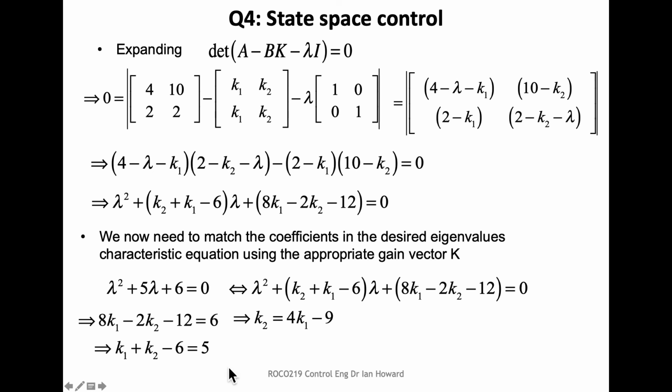First of all, we rearrange the first one, and we end up with K2 equals 4K1 minus 9. We can then substitute that into the second equation, so we've got it all in K1s. So in goes this there, and then we have K1 plus 4K1 minus 9 minus 6 equals 5. That will give us K1 equals 4. And we obviously then can calculate K2, which is equal to 7. So we've come up with the gains by doing that.